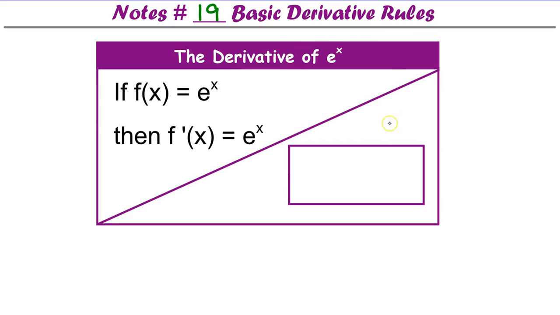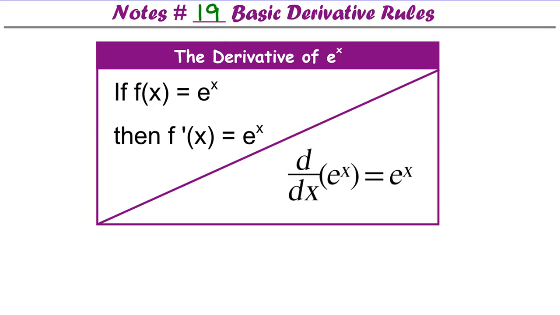And if you want to see the other kind of notation for it, the Leibniz notation, this just says the derivative of e to the x with respect to x is e to the x. It says it in one statement, so it's a little bit more efficient than the other way, which we have to include the words "if" and "then" for. Okay, so that's your first basic derivative rule.